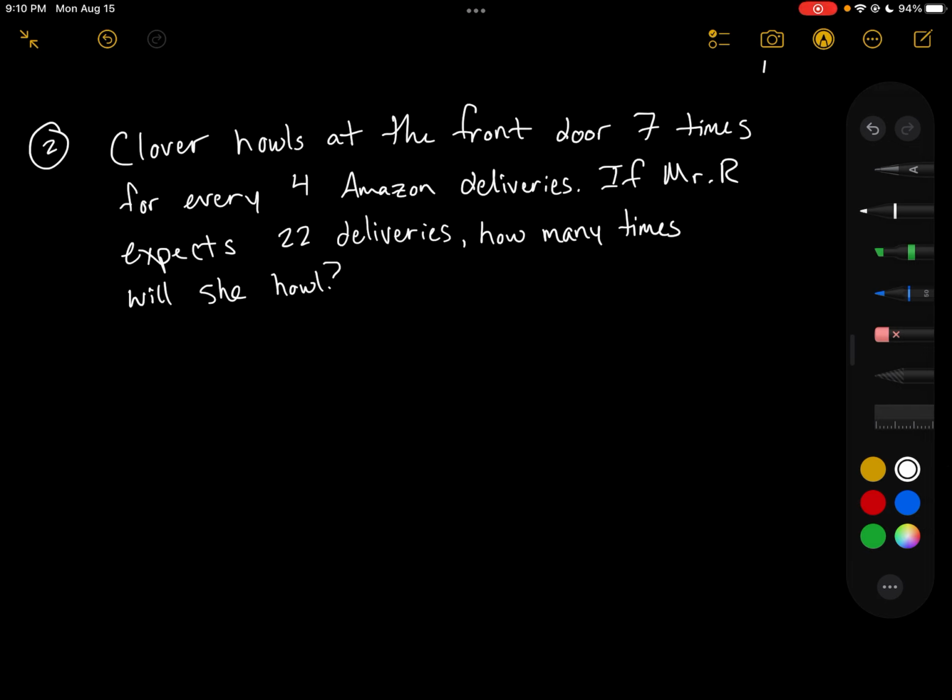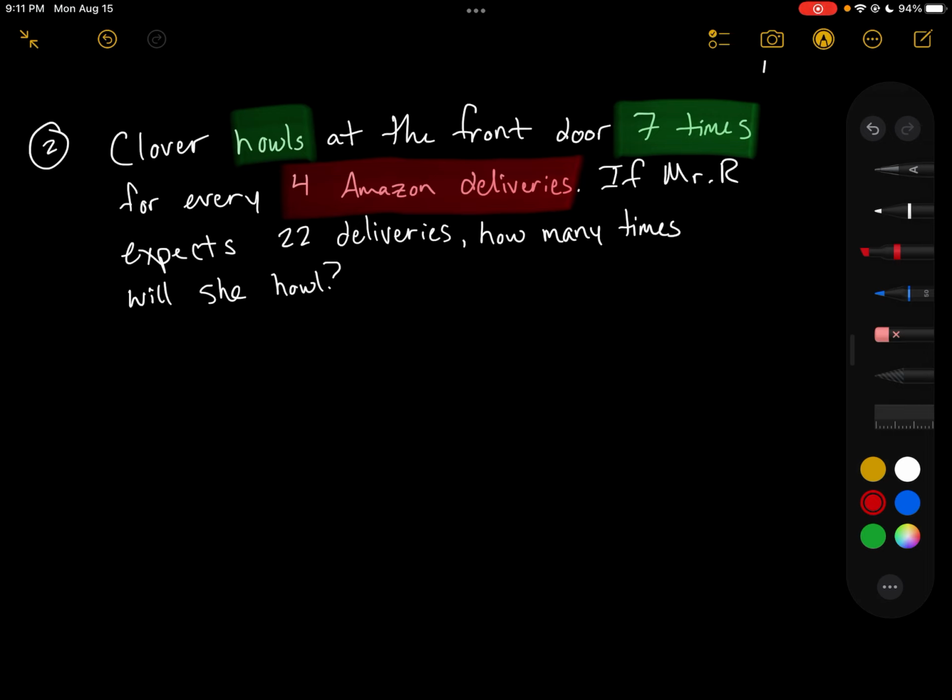All right, second type of question, the bottom half, we're going to see proportions. With proportions, oftentimes you're going to have different quantities, different units. We want to set up a word problem, and we want to make sure we're being really careful with our units here. My dog Clover, she's a little Jack Russell, and she howls anytime there's noise at the front door. So if she howls 7 times, that's 7 howls for every 4 Amazon deliveries. So if I expect 22 deliveries, we want to see how many times will she howl.